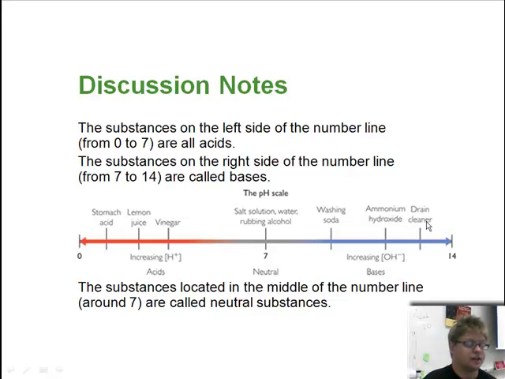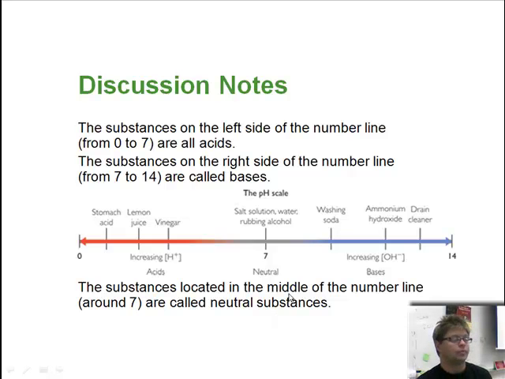Things on the right side here, drain cleaner, ammonium hydroxide, washing soda, those are all used for cleaners. And those all are called bases. They have an increasing concentration of what's called the hydroxide ion. And exactly in the middle are the neutral substances: salt solution, water, and rubbing alcohol fit in that category.